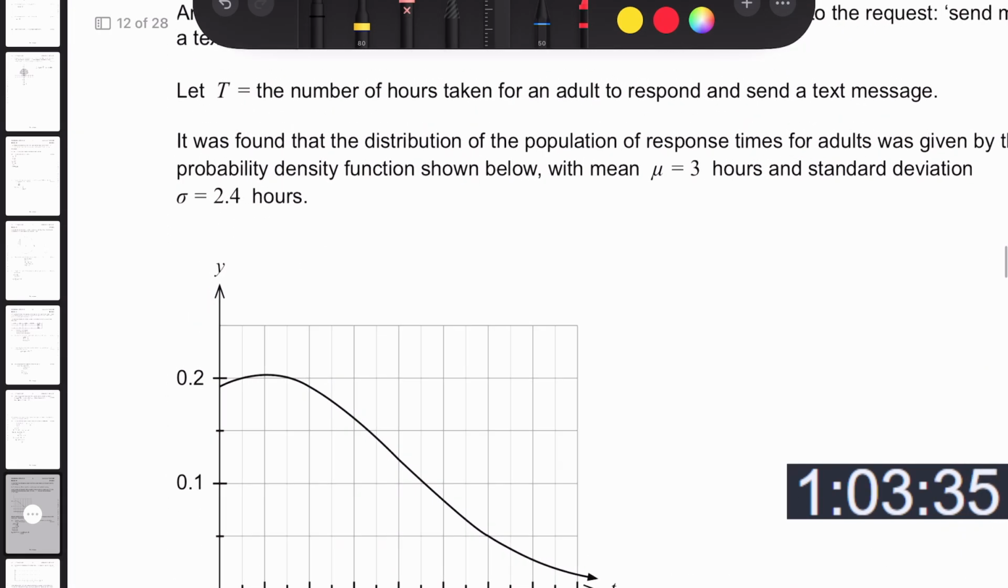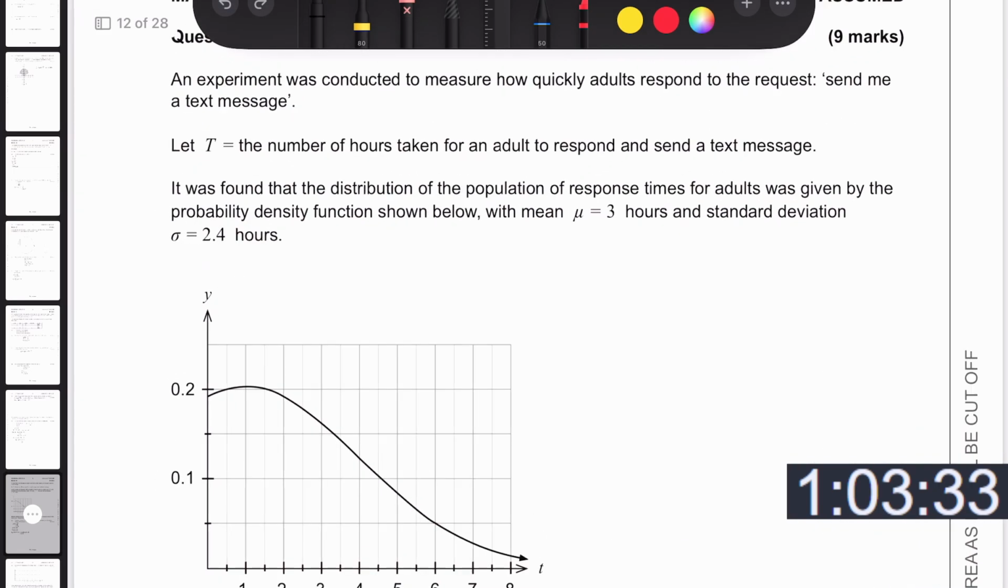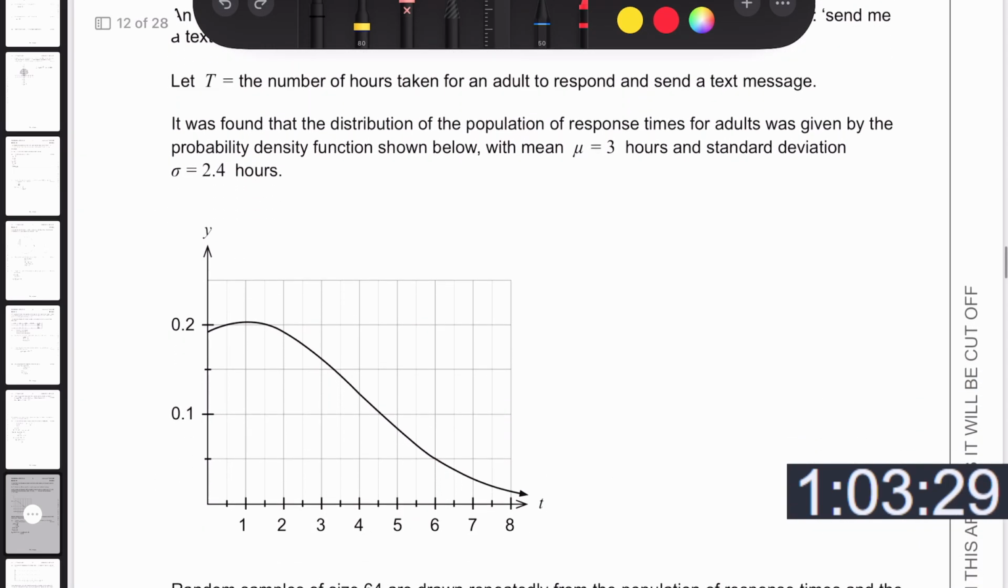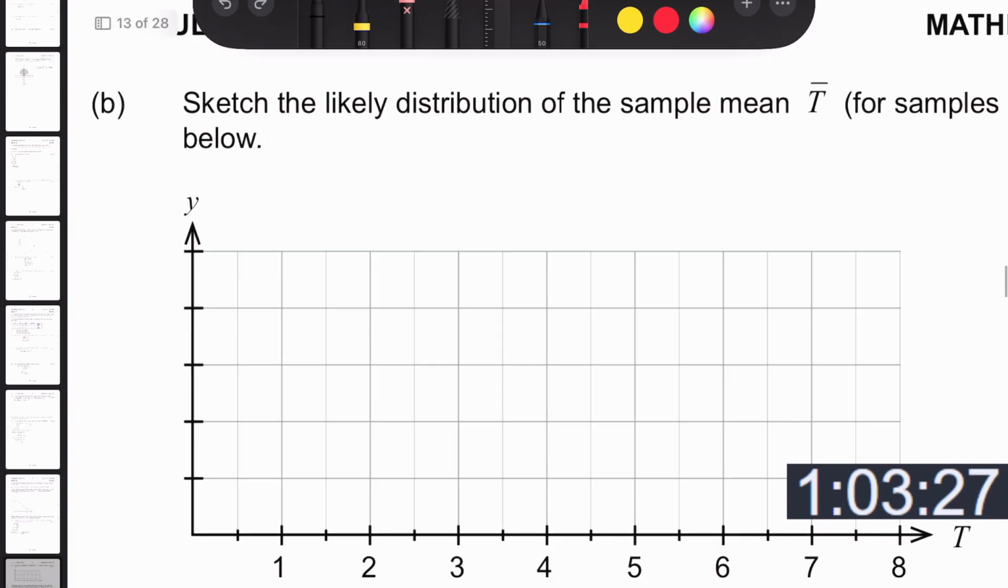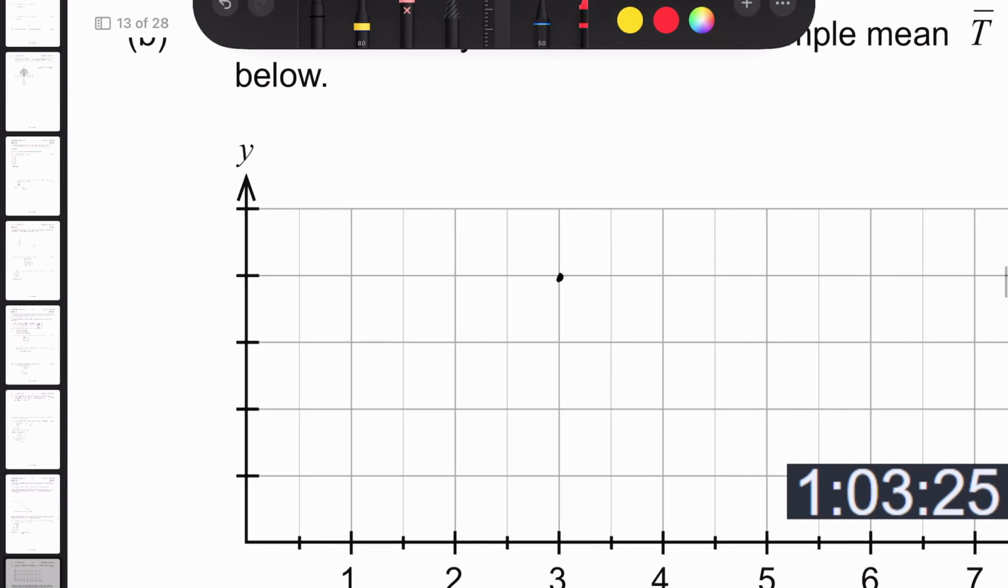Wait, what is this graph? What is y? Is y the... So if I did 0.2, 0.1... Oh wait. And then my standard deviation was what?